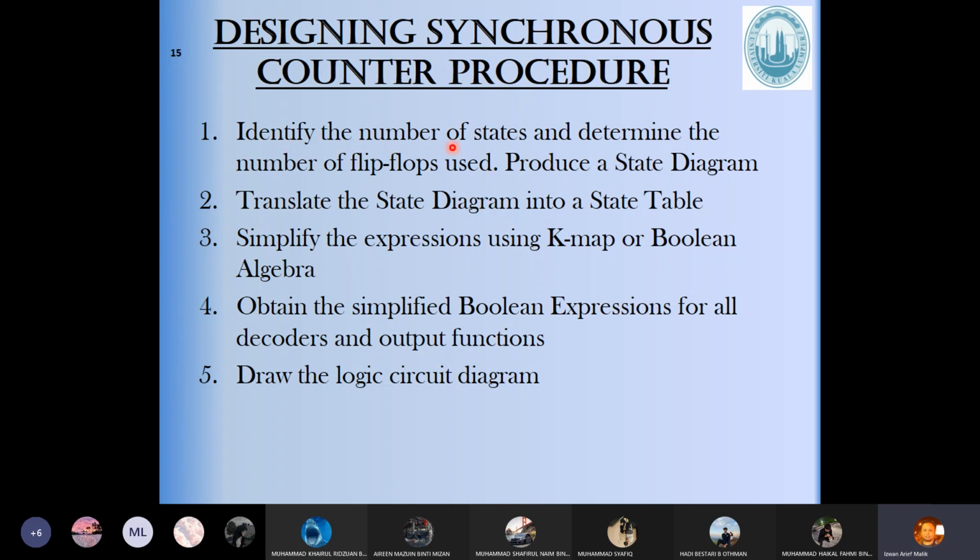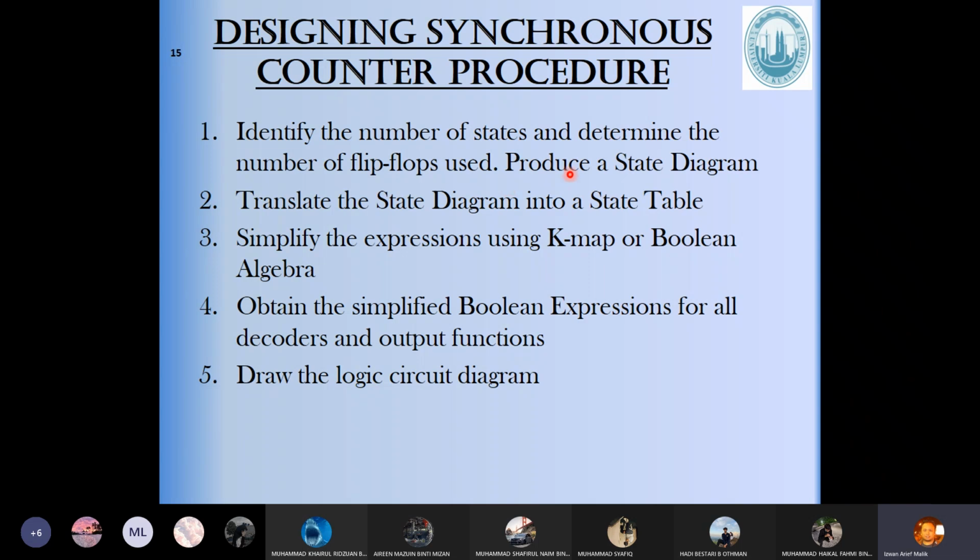First, you have to identify the number of states and determine the number of flip-flops to be used. Okay, and then you produce the state diagram. How to determine the number of states? Tengoklah mode berapa, dia kira dari berapa sampai berapa, then you can get the number of states. And then how many flip-flops are used? You use the square root of modulus number.